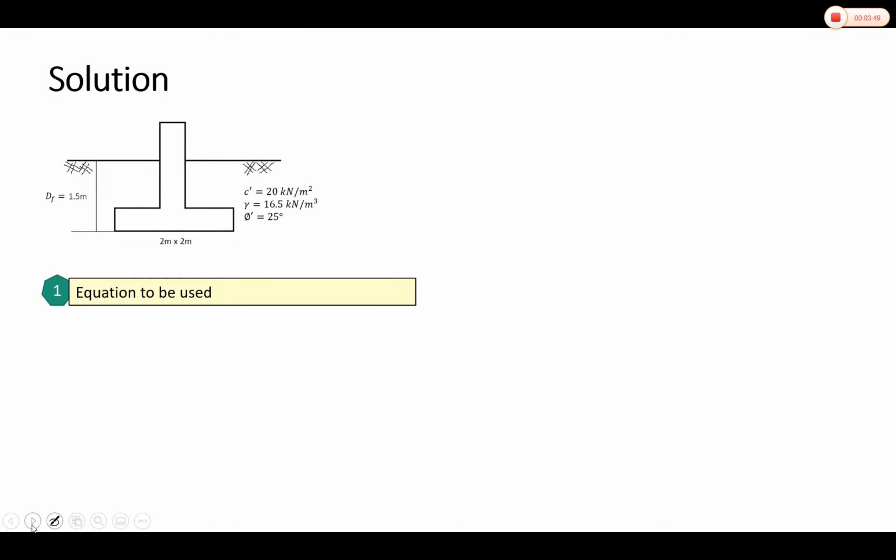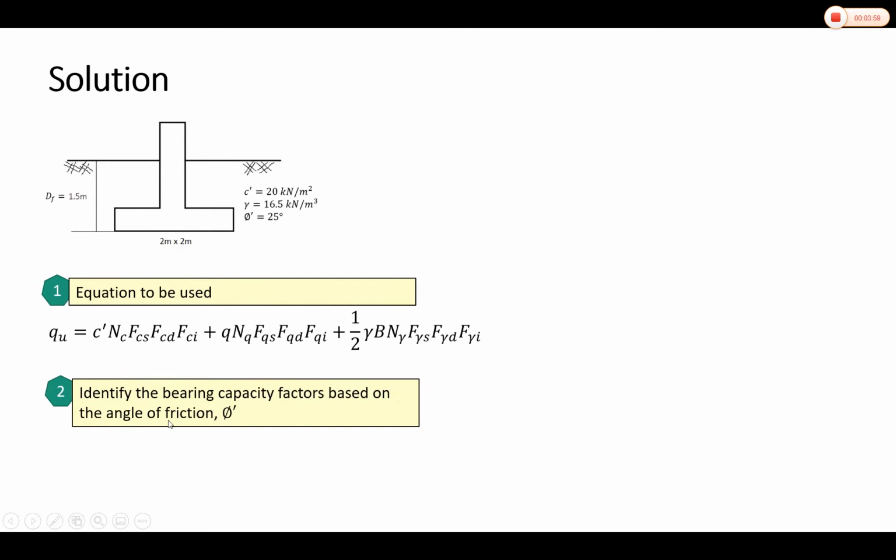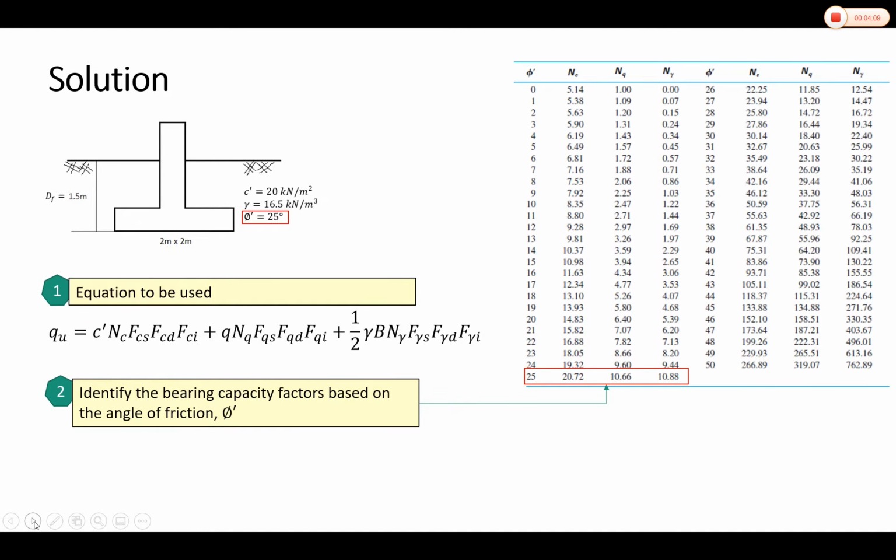Alright, so what is the first step? The equation to be used is the Meyerhof equation. As you can see here, there are three terms. And then we need to identify the bearing capacity factors based on the angle of friction, so we will refer to the table. From this table, you need to identify at the angle of friction 25, what are NC, NQ, and N gamma. So now we have the values of the bearing capacity factors.